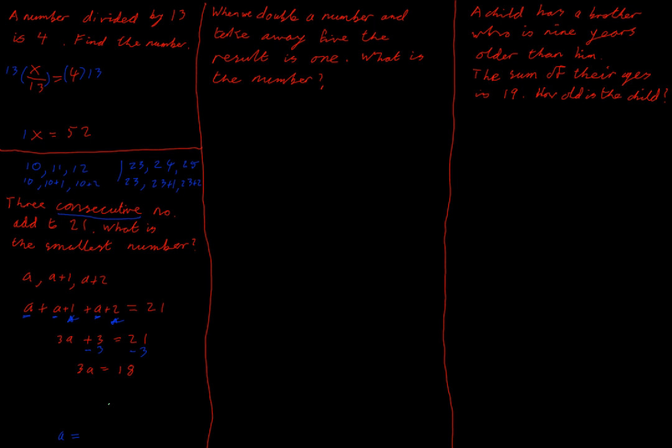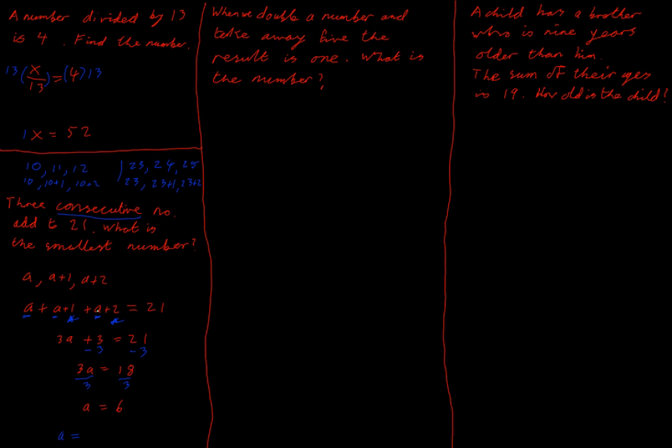Now I want to have 1a by itself. So I'm going to divide both sides by 3. I have 1a, 3 divided by 3 is 1, 18 divided by 3 is 6. So my smallest number, my a, my first number in my list is 6.